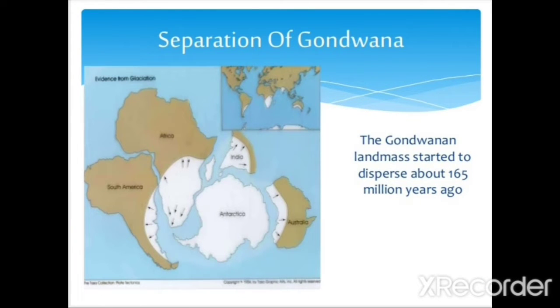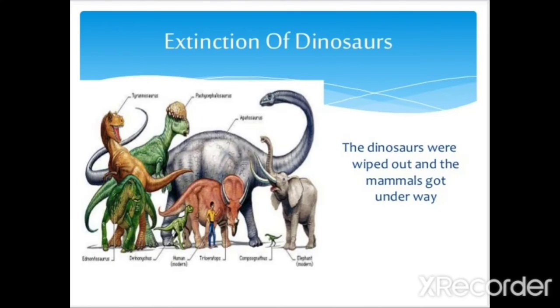See here, separation of Gondwana. As we have read in the chapter, Gondwana flourished for 500 million years, and then after that it got separated when the dinosaurs were wiped out and the mammals got underway. So all the continents got separated. The extinction of dinosaurs. The dinosaurs were wiped out and the mammals got underway.